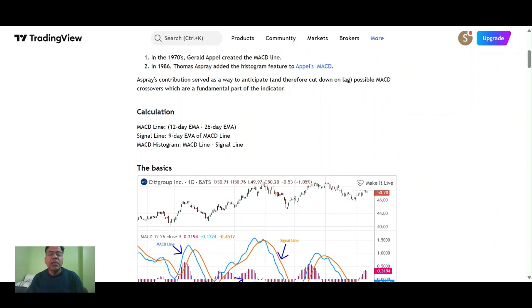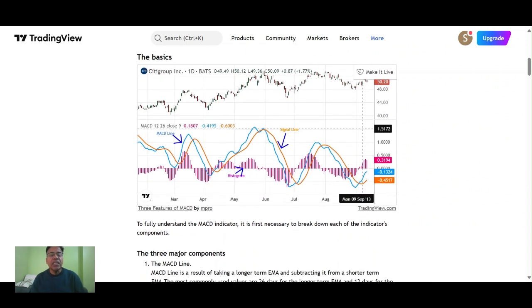Calculation: MACD line, 12-day EMA minus 26-day EMA. Signal line, 9-day EMA of the MACD line. MACD histogram, MACD line minus signal line. The basic look is here in the chart.